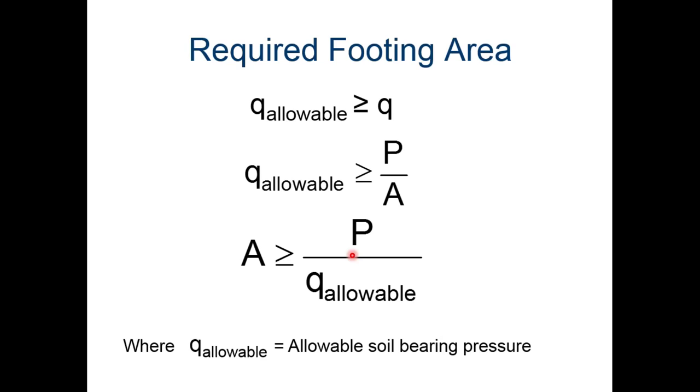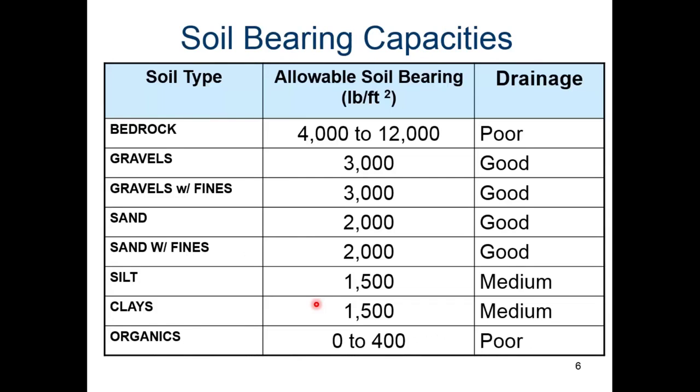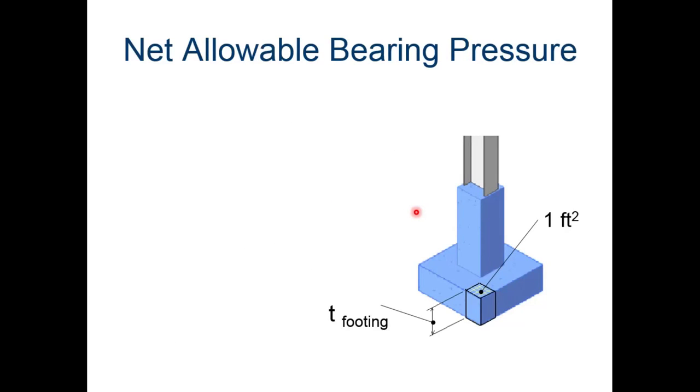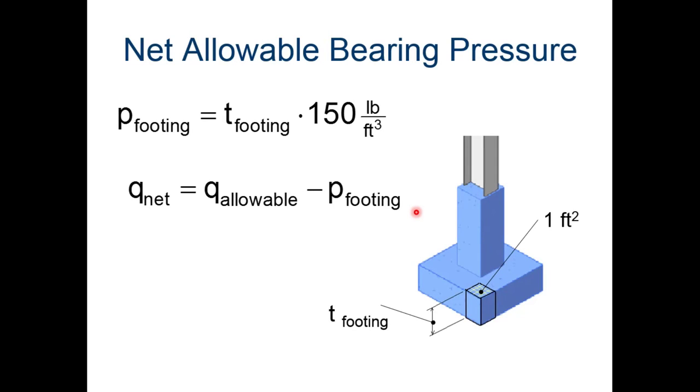The load is the entire load of the building, and the allowable capacity is a number that we get from this chart. So really, this is the one we need to know. We're going to do this equation in another slide. Right now, you just need to know, I'm going to give you the thickness of a footing, and I'll mention this 150 pounds per cubic foot. That's how much the concrete weighs, and I'll reference that in a minute.